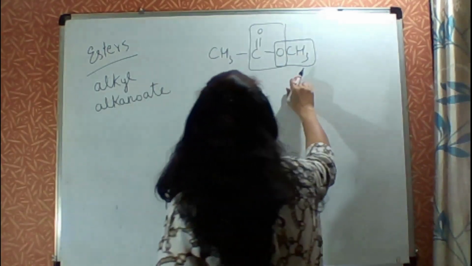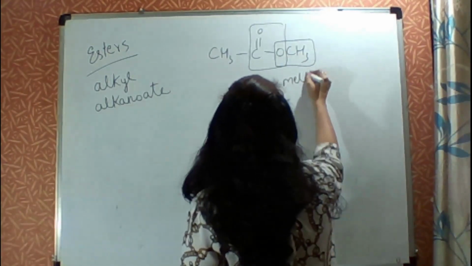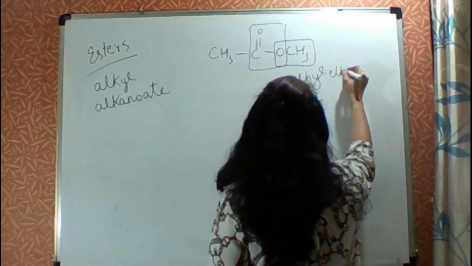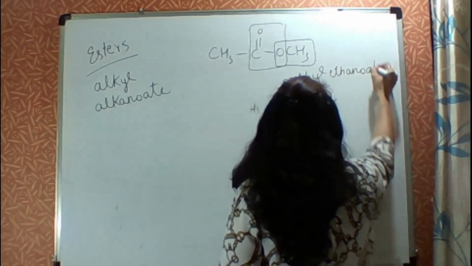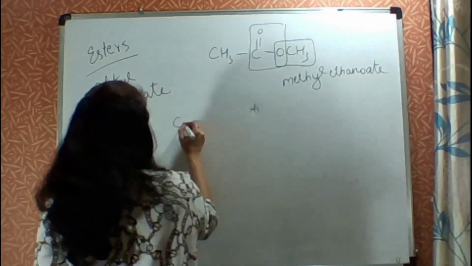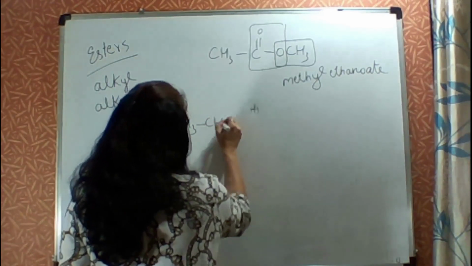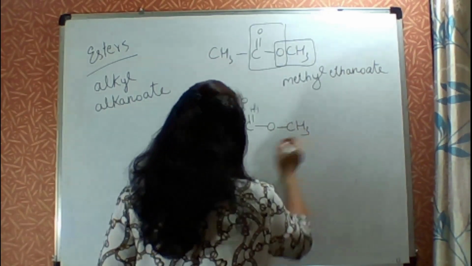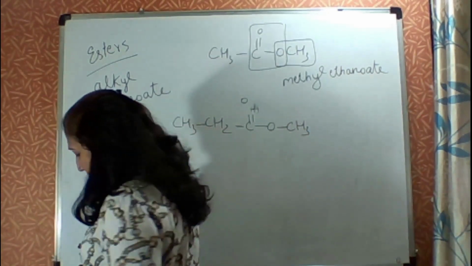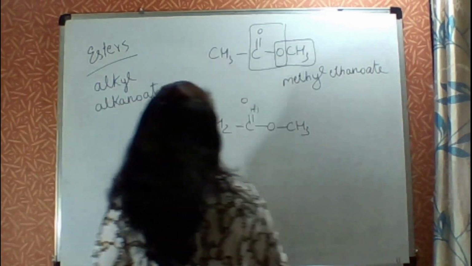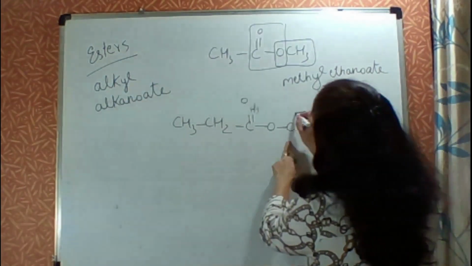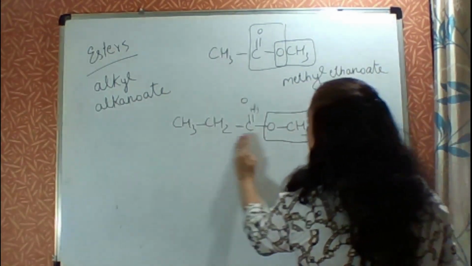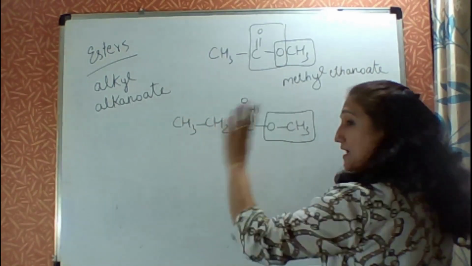How? This is written as methyl, and here there are carbon atoms 1 and 2. So methyl ethanoate. Similarly, suppose I am writing CH3, CH2, C double bond O, CH3. Now the name of this will be, the alkyl group besides the oxygen atom is taken as alkyl and the rest of the chain is written as alkanoate. Are you getting the point?